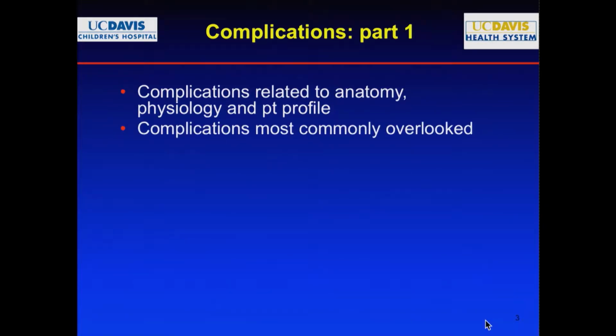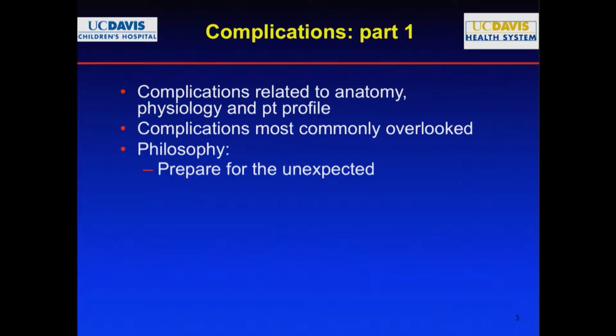We also want to warn our fellows to think about the complications that we most commonly overlook. These are things that you don't think about, such as where the ET tube is. Are you in the right main stem, for example? Things that may not be particular to the cath, but you overlook them.